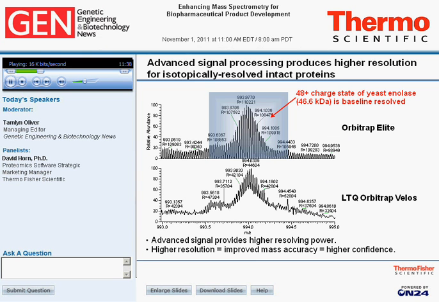So with this higher resolution, we have a nicer distribution of isotopes for that enolase ion, and then we could more easily deconvolve the spectrum, and also we'll get better mass accuracy.